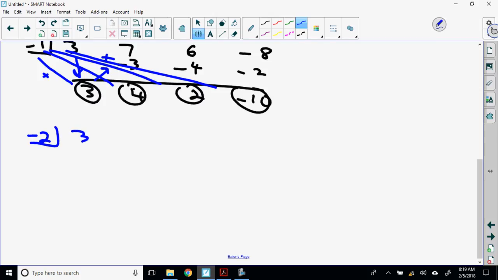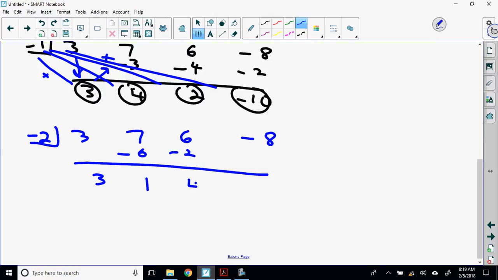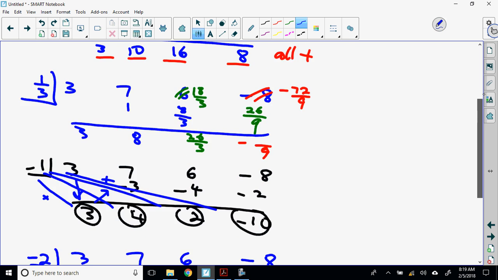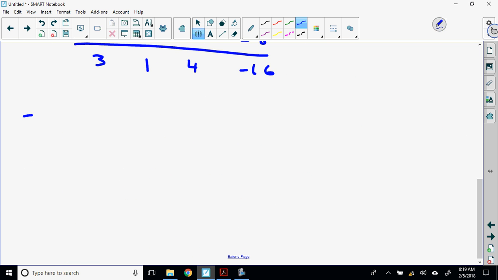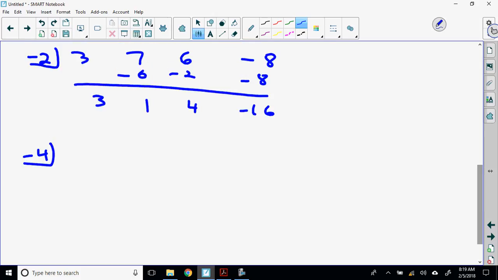-2, there's 3, 7, 6, -8, boom. 3, -6, 1, no help. -2, 4, -8, -16. They don't alternate. -2 doesn't help. Dang it. You want to try -4? Okay. Let's try -4. So our things we're dividing by are 3, 7, 6, and -8.